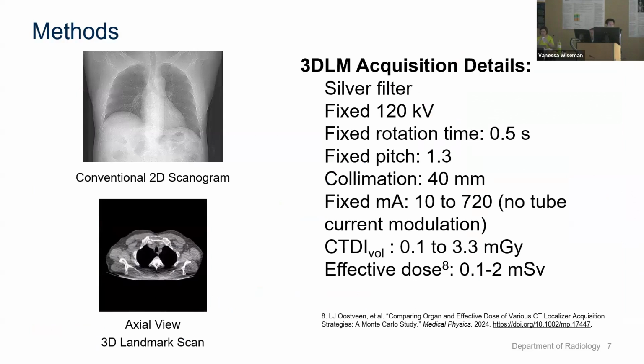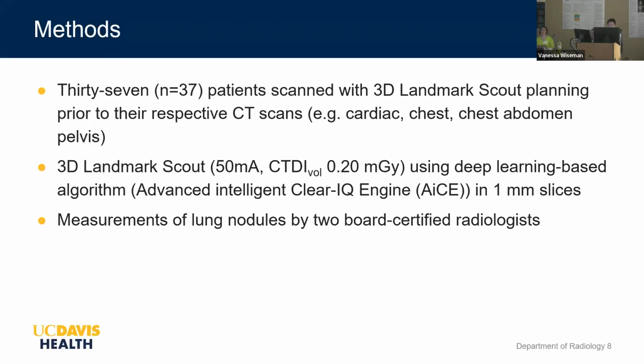This is another image comparison between the conventional 2D scout scan and the 3D landmark scan used in our study. And on the right side, what we have is the specific acquisition details of these 3D landmark scouts. So our expanded retrospective study included 37 additional patients with reported nodules found on various chest CTs. We reconstructed these 3D landmark scouts into 3D landmark scans captured at these settings and the settings prior slide. Lung nodules on standard CT scans and reconstructed 3D landmark scans were then measured independently by 2 board-certified radiologists.